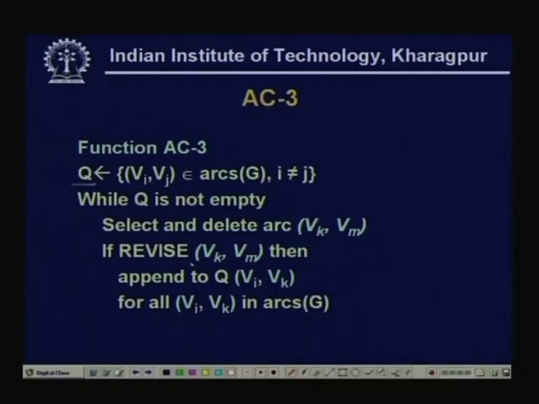Then we check if revise(Vk, Vm) is true. That is, when we delete this arc, we see if the domains get reduced. When you consider this constraint between Vk and Vm, we check if the domains of these variables get reduced. If that is true, then as a result of assignment of Vm, if the domain of Vk gets changed, we find all the arcs in the graph of the form (Vi, Vk). That is, if Vi is a neighbor of Vk, then we have to check those constraints. So, we append to the queue all the arcs (Vi, Vk), if as a result of an assignment to Vm, the domain of Vk gets changed.